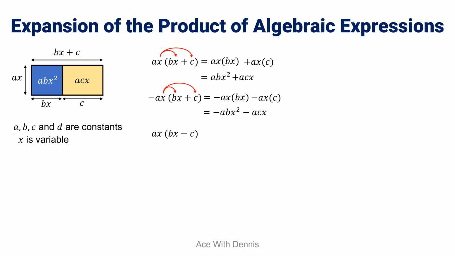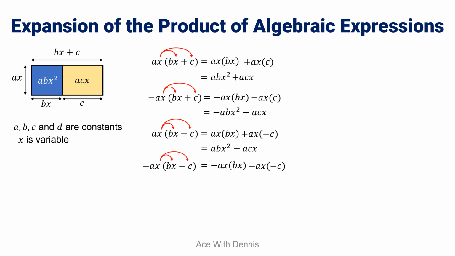Ax times (bx minus c), when I expand the bracket, we get ax times bx plus ax times negative c, and the result is abx squared minus acx. How about negative ax times (bx minus c)? So when I expand, we get negative ax times bx minus ax times negative c, and the result is negative abx squared plus acx.